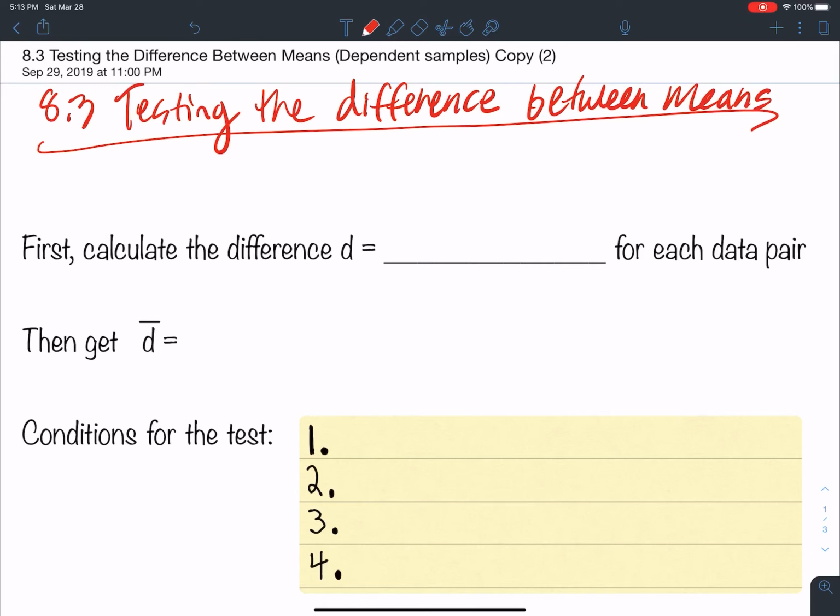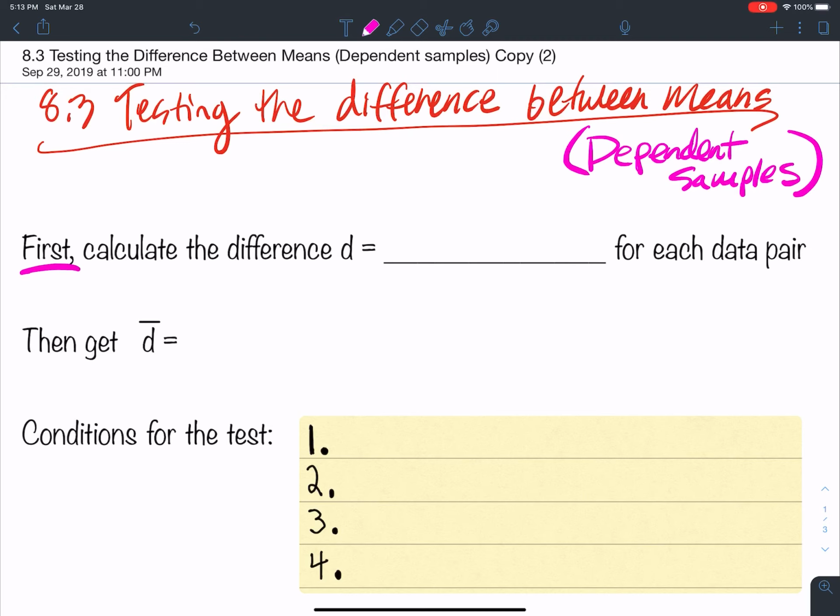Okay, so we're doing section 8.3, testing the difference between means, and now we're going to do it for dependent samples. Up to this point, we've only dealt with independent samples. Now we're going to talk about dependent samples. First, we're going to need to be able to calculate the difference D.